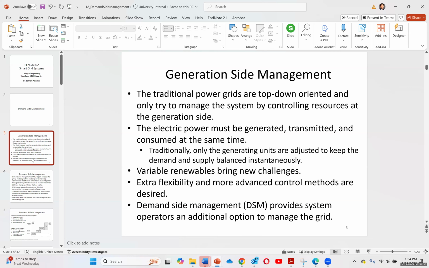Another approach is, instead of controlling the production part, we control the load or consumption part. So extra flexibility and more advanced control methods are desired. Therefore, demand side management, or what we call DSM, provides system operators an additional option to manage the grid. So instead of just having control over the production, we also have control over the consumption or load.